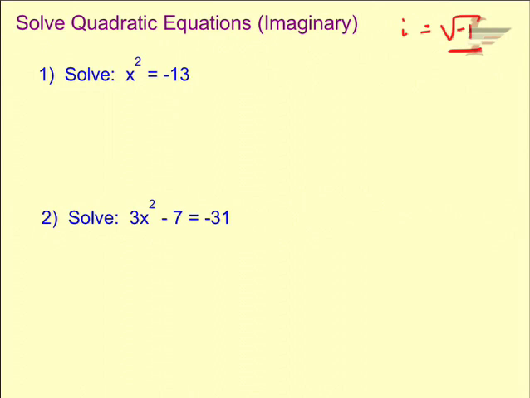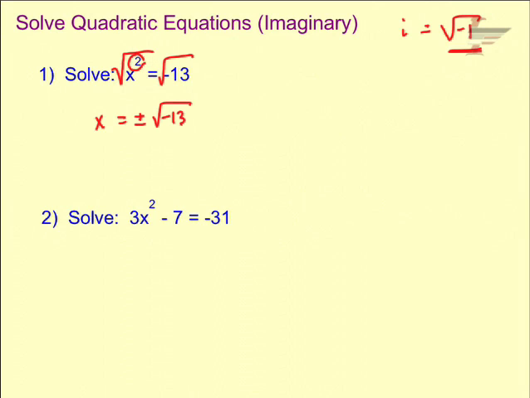So if we look at number 1, we would see that we have x squared equals negative 13. And solving for x, we'd have to undo the squared. And so let's take the square root of both sides. So the square root of x squared is just x, is equal to, we want to remember, because we saw the squared, that means we're going to have two answers, so it is plus or minus, and then we have the square root of a negative 13.